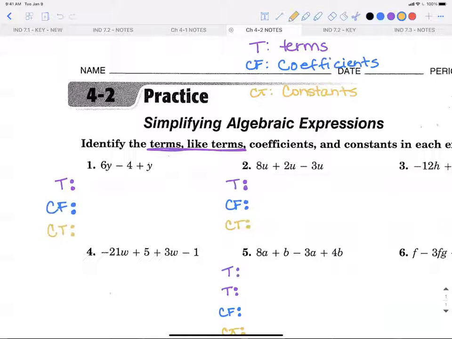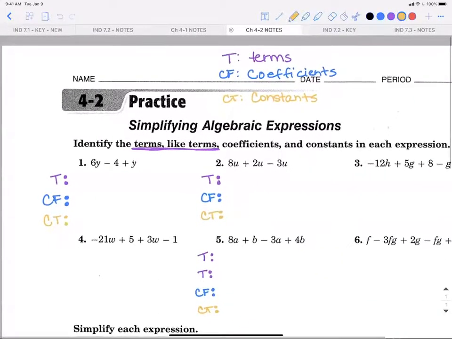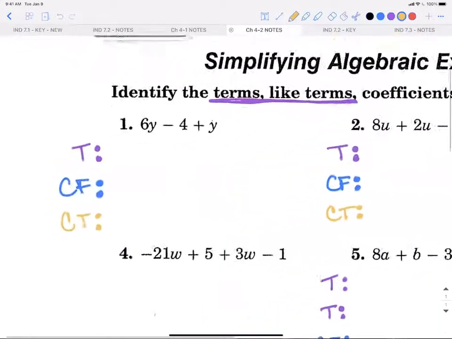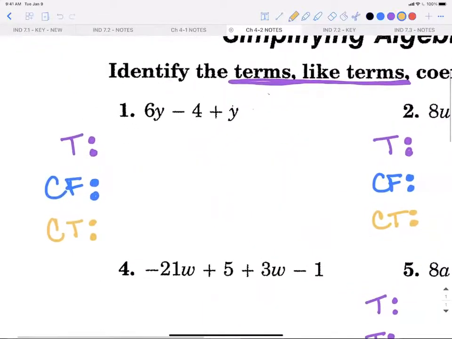So your homework's going to look just like this. Identify the terms, like terms, coefficients, and constants in each expression. So we're going to look at expression number 1 here. And I've got T colon. Now I'm going to list all the terms. Terms are anything that has a variable. That's what the term is. So if I look in my number 1 example here, my terms are the 6y and the y. So 6y, comma, separate each one because you're doing a list here. 6y and y, those are my terms. Anything with a variable is a term.